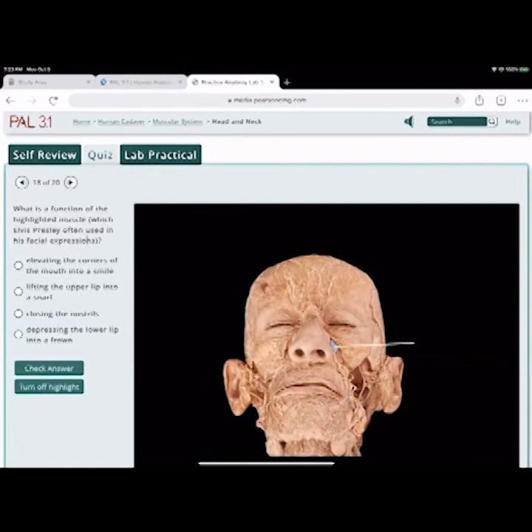What is the function of the highlighted muscle, which Elvis Presley often used in his facial expression? Okay. Elevating the corners of the mouth into a smile. Well, look where the muscle is. Does the muscle connect to the mouth at all? He could always raise just one side. It's lifting, right? But it connects to the upper lip, it connects to the nasal. How about closing the nostrils? That would be my guess, but I'm not 100% sure. Nope. Lifting the upper lip into a snarl.